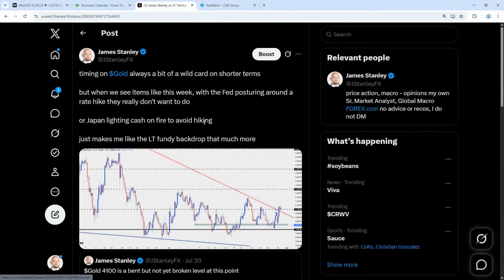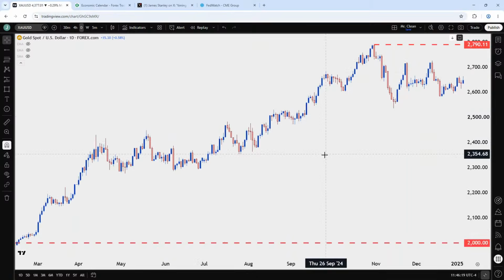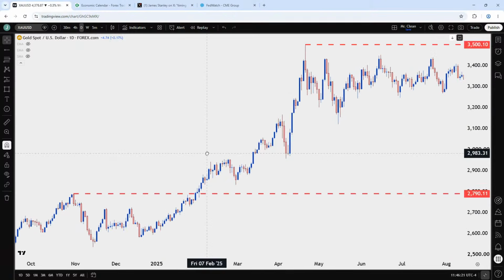But the Fed posturing around rate hikes that they don't seem to really want to do, and Japan intervening. At this point, I didn't know that the U.S. Treasury Department had jumped in on the matter as well. But it's the same story. These central banks, they'll say that their mandate is inflation, but the reality is they want to see higher stock prices. They want to prod growth if they can. And that's one of the reasons that gold has been on such a run.